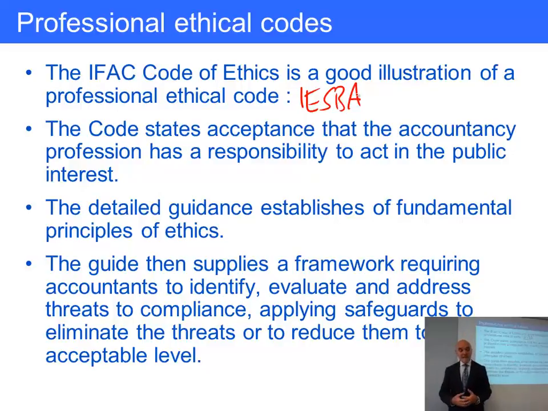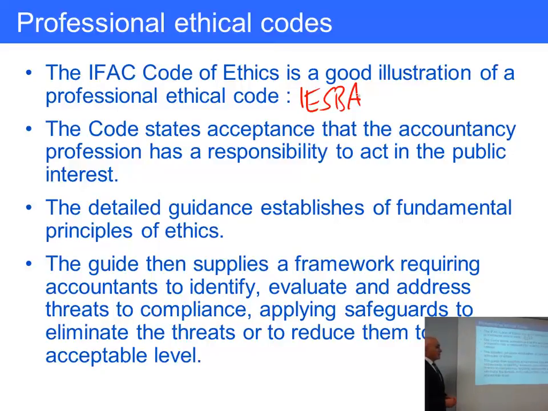And basically the point of the code is that there is an acceptance that the accountancy profession has a responsibility to act in the public interest. That because it is reporting to shareholders, maybe reporting to members of the public, and so on, it has a lot of interface with the public good and the public interest, and it must act ethically and responsibly to fulfill this public interest.